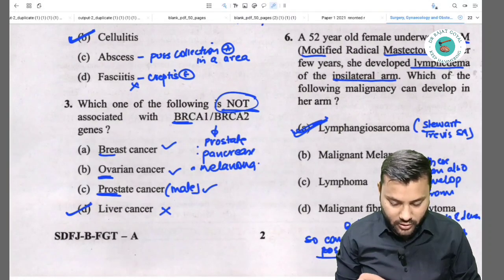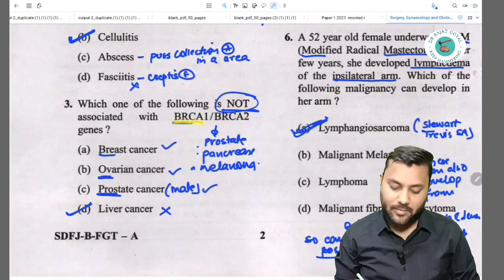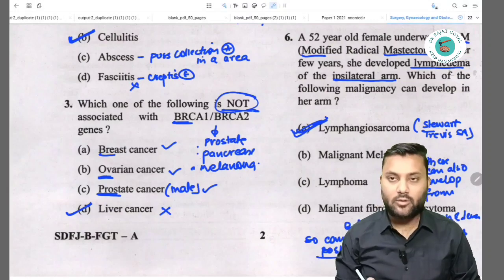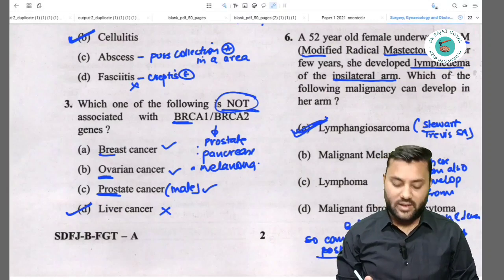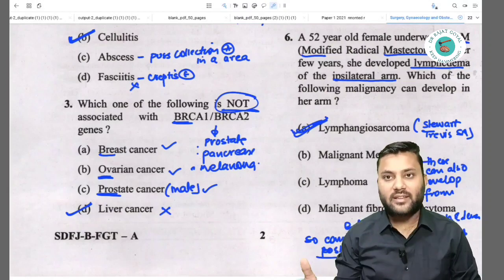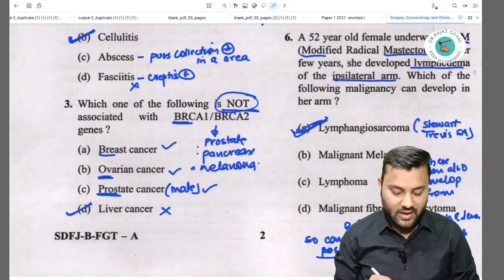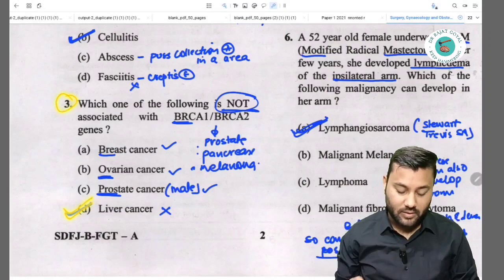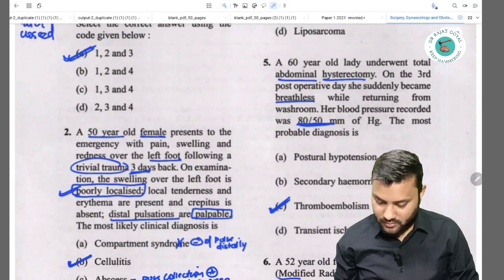Which of the following is not associated with BRCA1 and BRCA2 genes? So we know that the BRCA1 and BRCA2 genes are related mainly to breast cancer. After that, they are also related to ovarian cancer, prostate cancer, pancreatic cancer, melanoma, etc. But they are not related to liver cancer. So the answer here will be liver. Answer D.